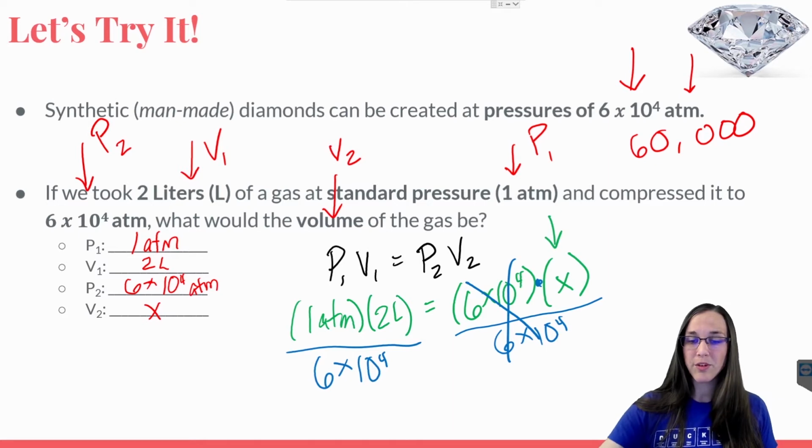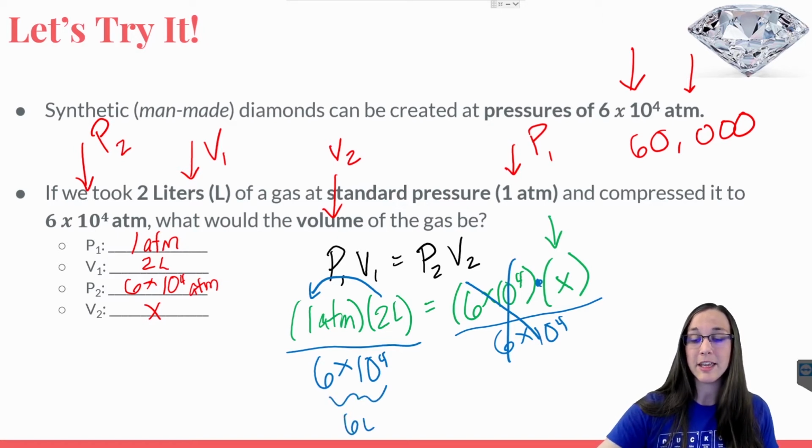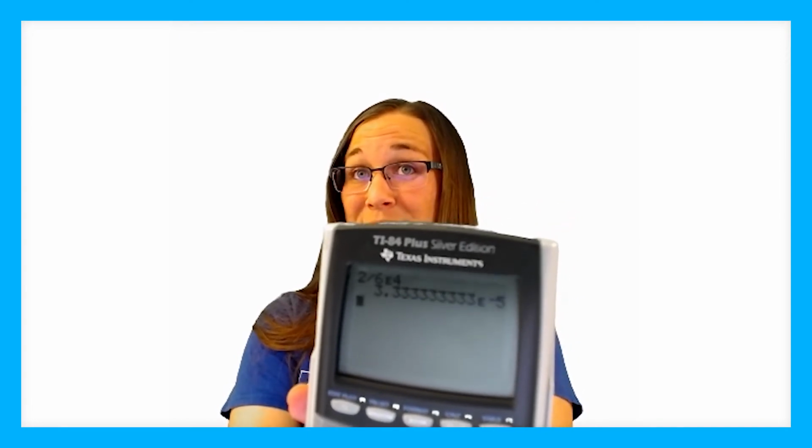So essentially what we're doing is 2 times 1 divided by 6 times 10 to the 4th power, which in your calculator is easier to plug in as 6e4. So if you did it right, you should be getting 3.33333 times 10 to the negative 5 liters.